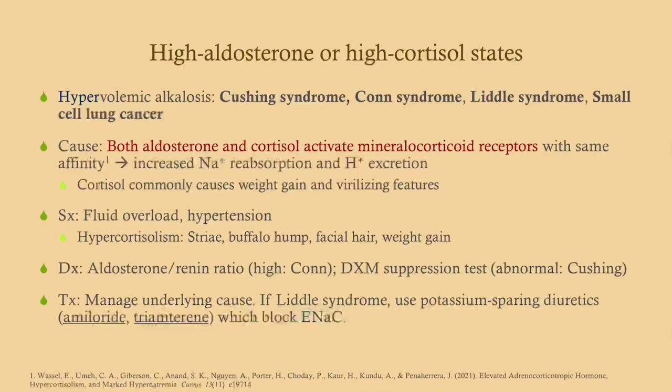Now, with high aldosterone, high cortisol states, this is primary. So this is not in response to volume loss. So as a consequence, you're actually going to be hypervolemic, and often that will manifest as hypertension. There are a number of causes of this: Cushing syndrome, Conn syndrome, Liddle syndrome, and small cell lung cancer as a paraneoplastic syndrome.